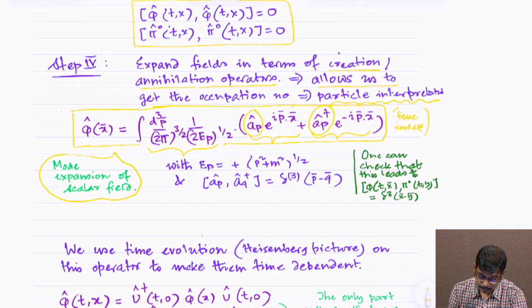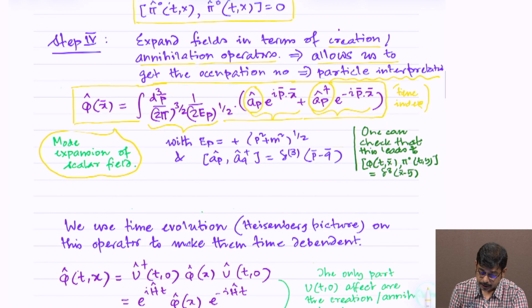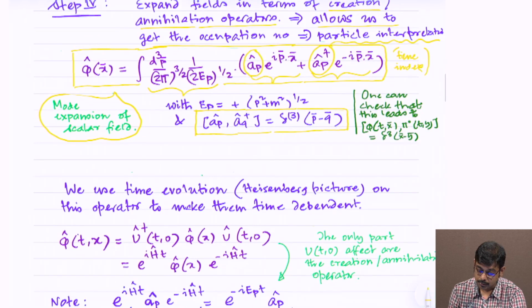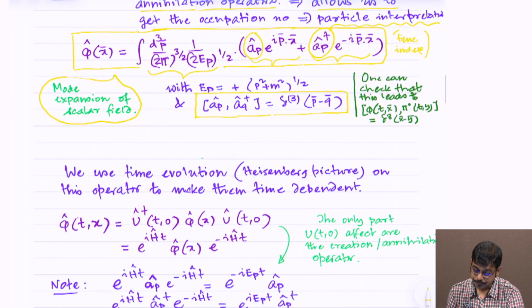And here I have defined that E_p follows the relativistic energy-momentum relation, which is (p² + m²)^(1/2). And what are the commutation relations between the creation and annihilation operators? This is exactly like the way that we had it in the case of harmonic oscillators. This is [a_p, a_q†] = δ³(p − q).